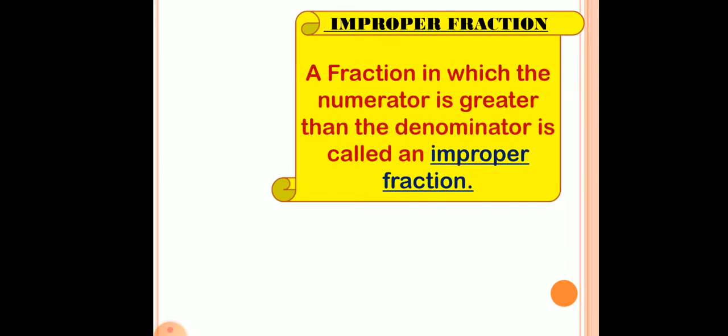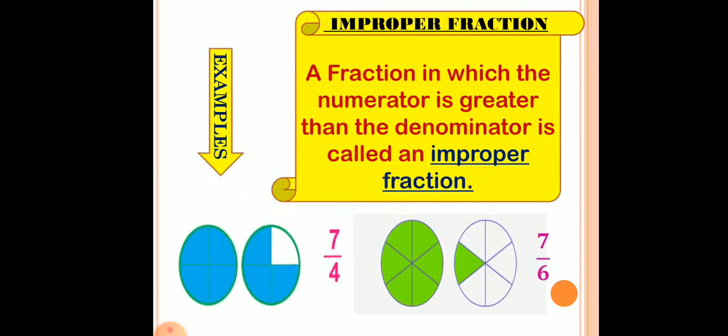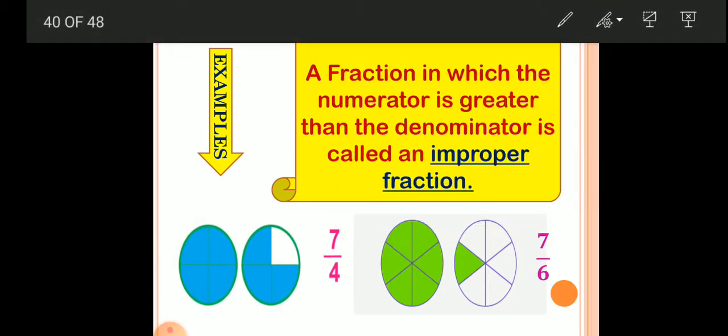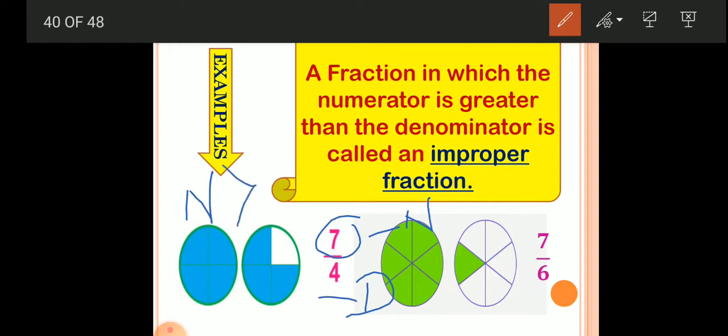Now let's see improper fraction. A fraction in which numerator is greater than the denominator is called an improper fraction. Let's see the examples. As you can see in the first example given, numerator is 7 and denominator is 4. That is, numerator is greater than denominator. So this is an improper fraction. Similarly, here also you can see numerator is 7 and denominator is 6. So numerator is greater than denominator.